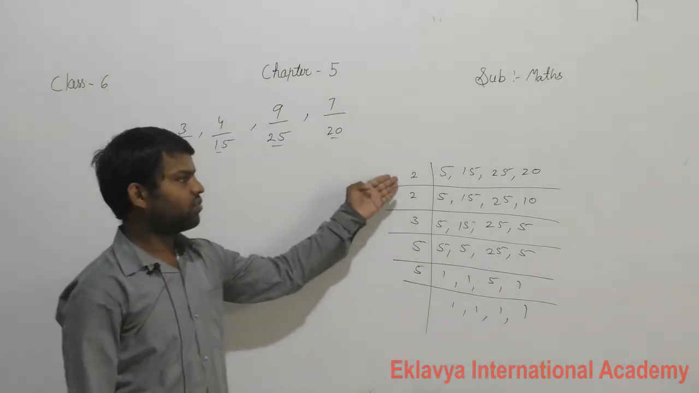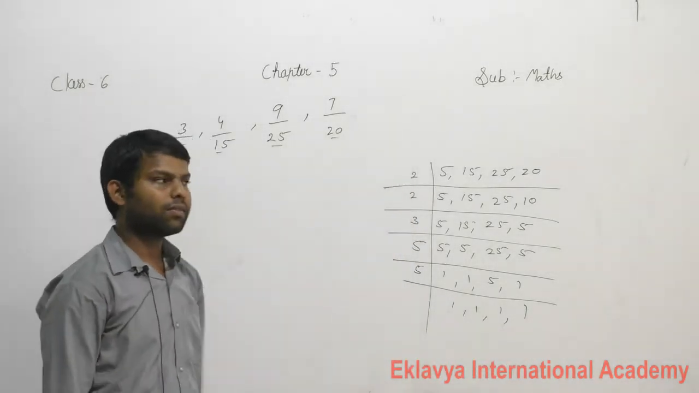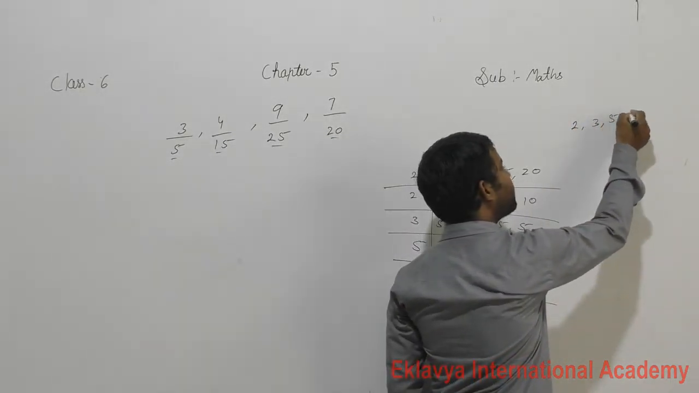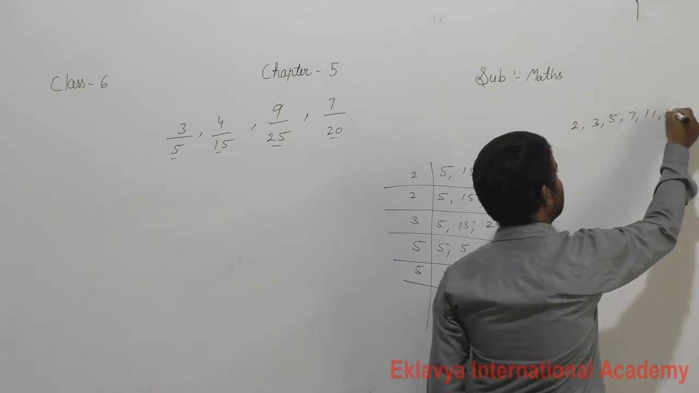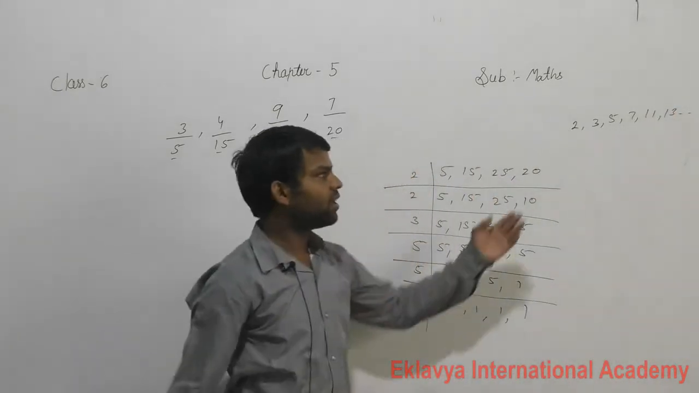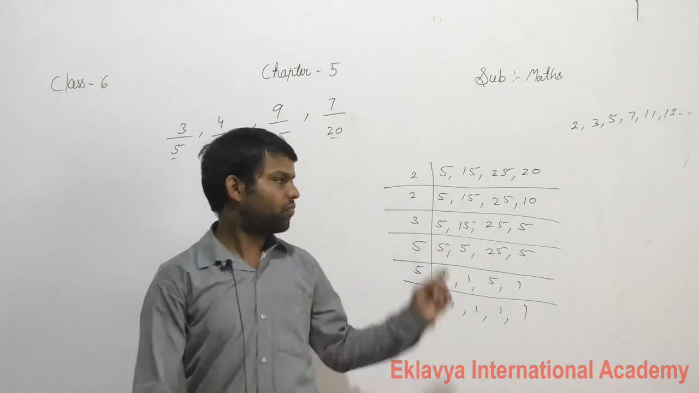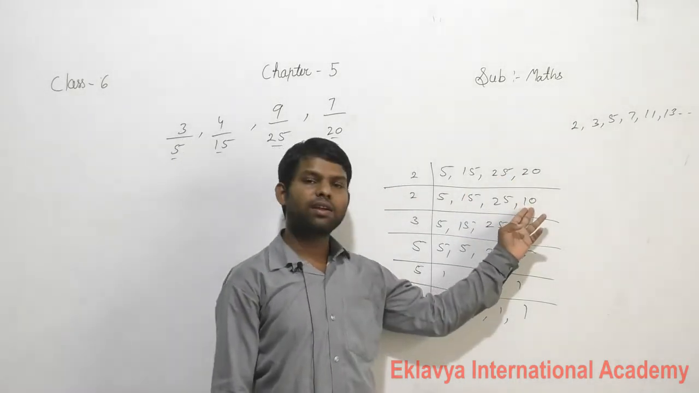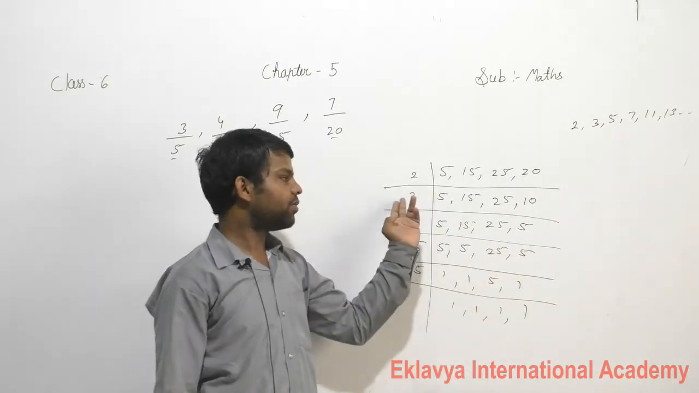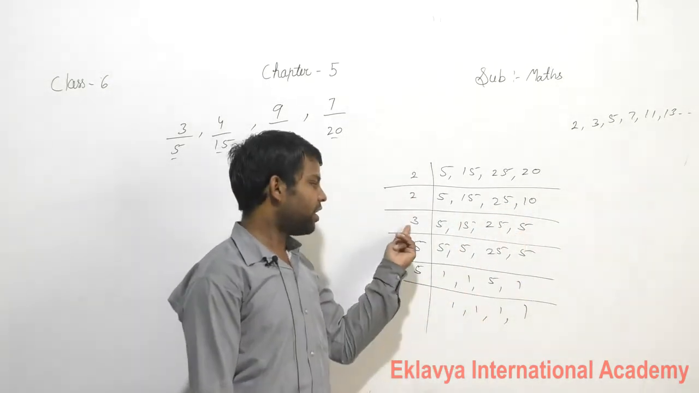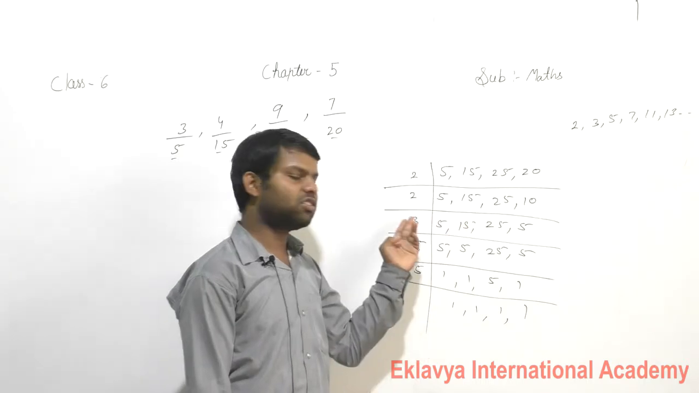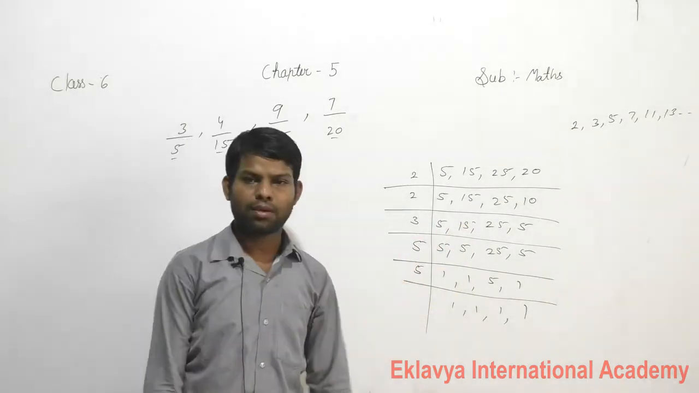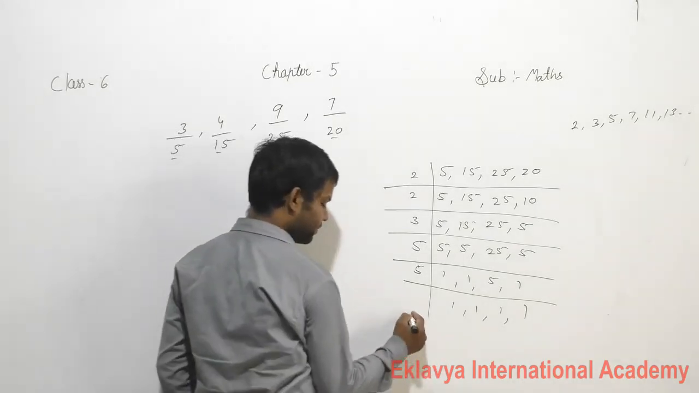So here we divide by prime factors, starting with 2, next 3, then 5, then 7, then 11, then 13 and so on. So these are the prime numbers. First we divide by 2: 20 divided by 2 is 10, again 10 divided by 2 is 5. Now we divide by 3: 15 divided by 3 is 5, again we divide by 5 and 5.